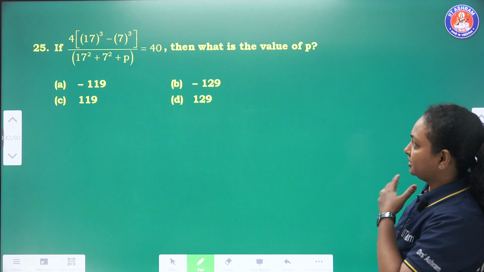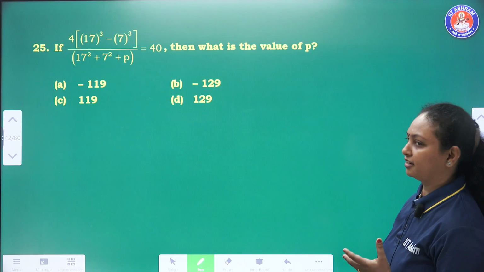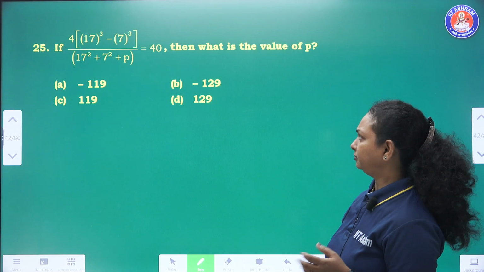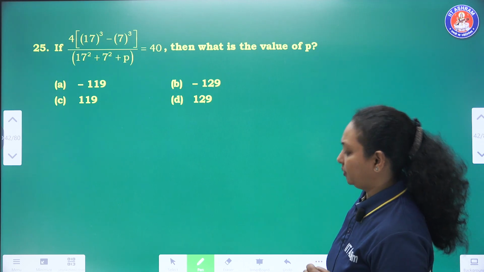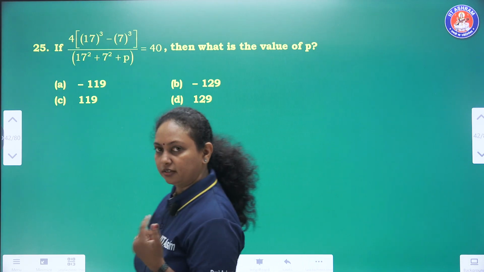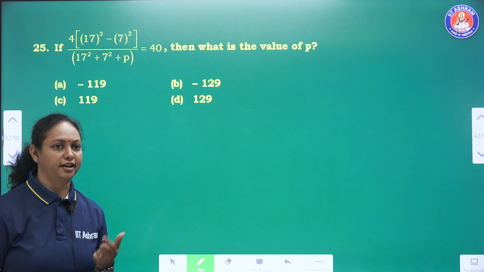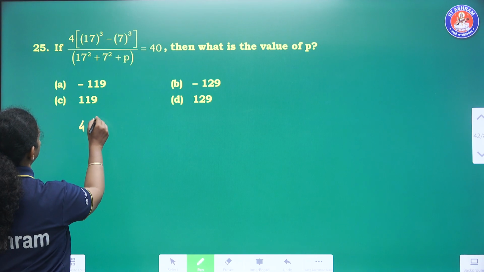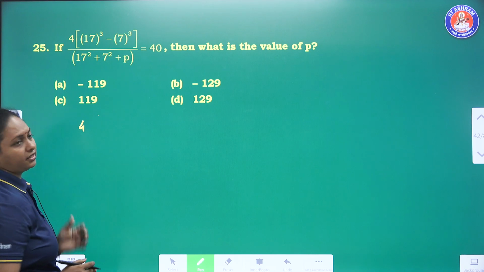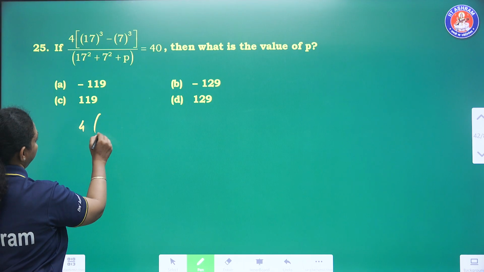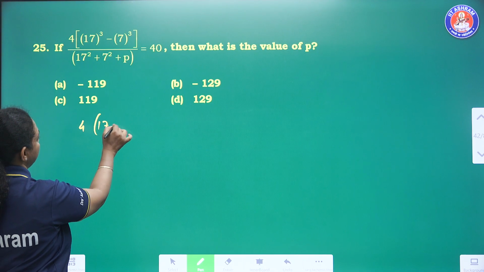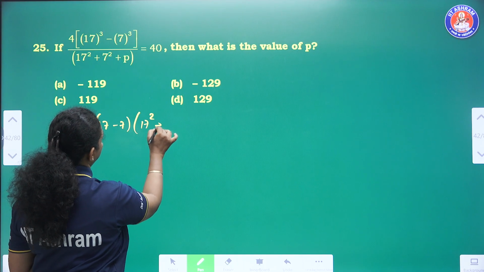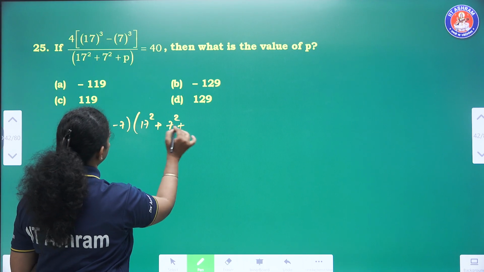Yes, the next question: some expression is given and we have to find the value of P. Look at the question carefully. Something comes to your mind: which identity are you going to use? We write the 14 into, it looks like a cube minus b cube. So a cube minus b cube is what? a minus b into a square plus b square plus a into b.